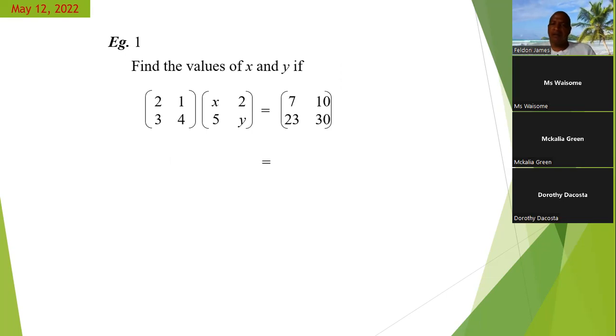Now, we are going to be looking at, based on equality of matrices, how we can solve for unknowns. When we talk about unknowns, we are referring to the X and Y here. How can we solve for X and Y? The first thing we want to do is to multiply the two matrices on the left side of the equation, carrying out the same multiplication rule.